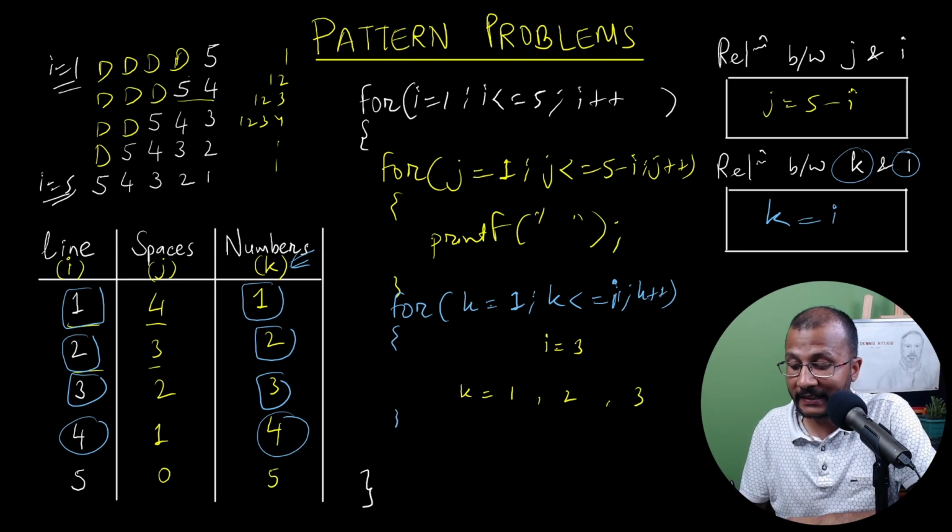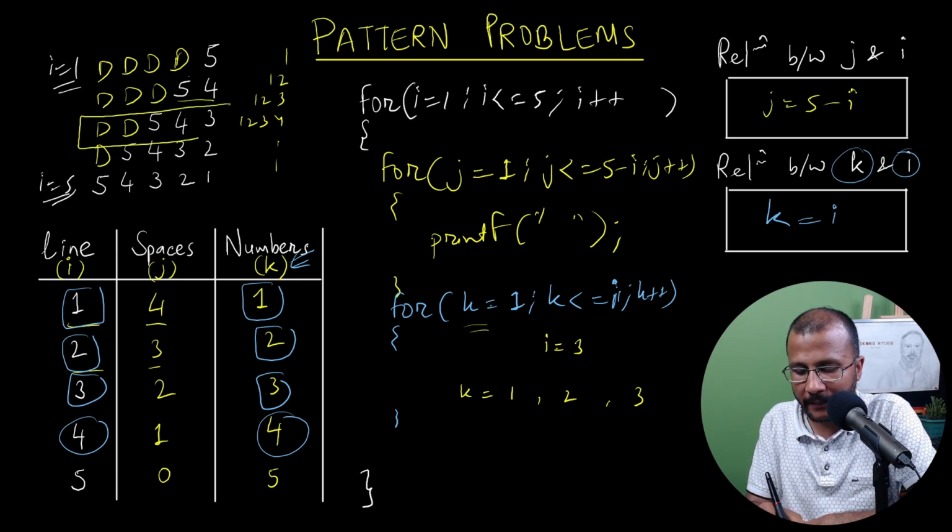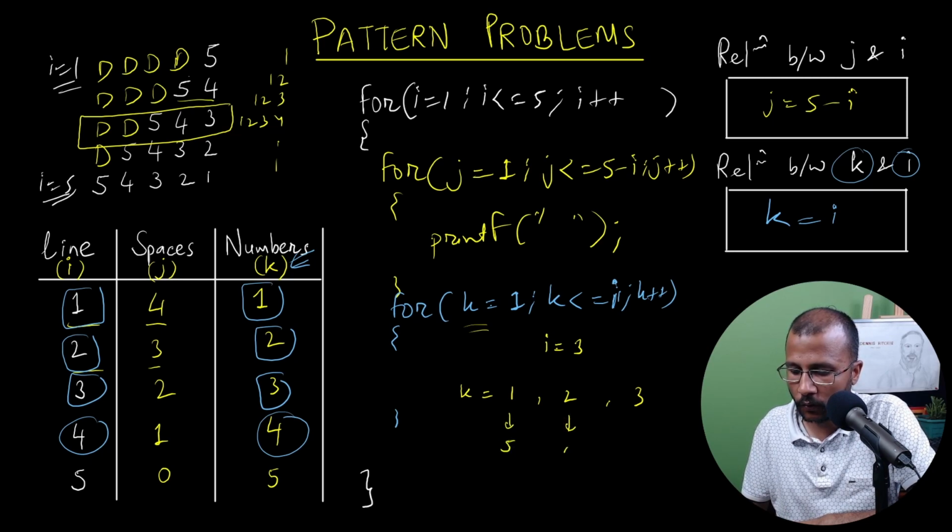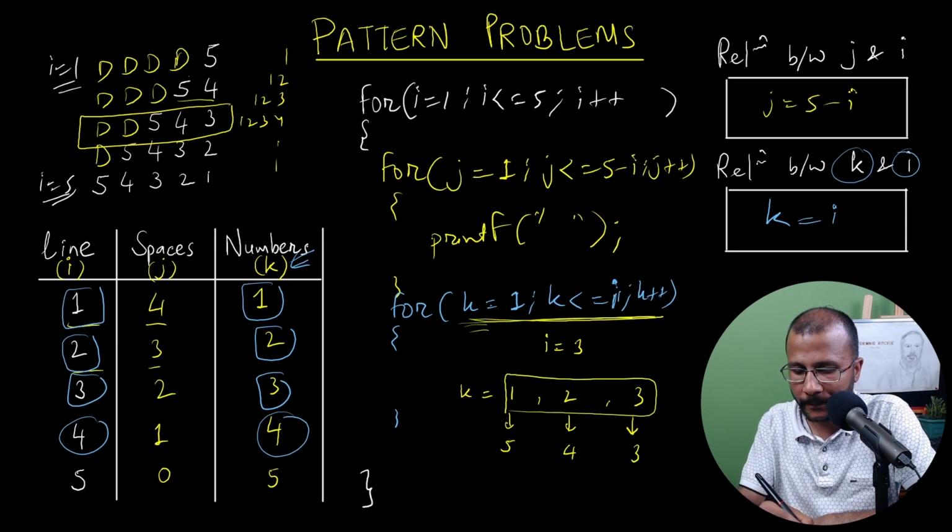If I print k inside this loop, it is going to display 1, 2 and 3 in line number 3. But in line number 3, I'm supposed to display 5, 4 and 3. Instead of 1, I need to display 5. Instead of 2, I need to display 4. Instead of 3, I need to display 3. It is the same, right? So inside this loop, I'm actually having k. But I need to display this value.